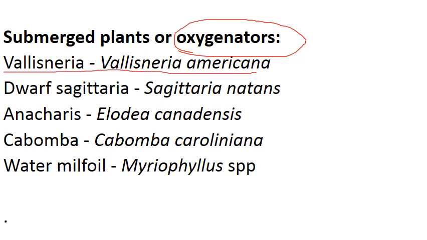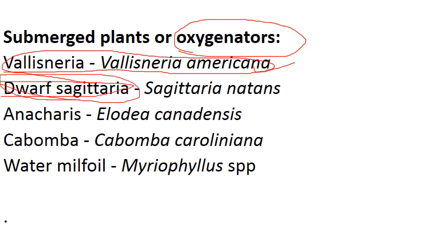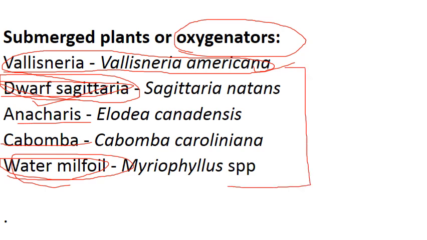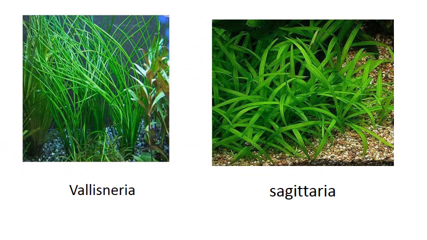Vallisneria, it is very common, you can see, but it is an exotic species. Here it is American grown. Dwarf Sagittaria is also very common, you can see everywhere. In aquarium also you plant this dwarf Sagittaria. Then Anacharis, Cabomba, water milfoil. Water milfoil you can see, but you should remember those scientific names. These are important. And for remembering purpose, I will provide you pictures of these species. You can easily correlate and remember. These are the pictures you should remember.